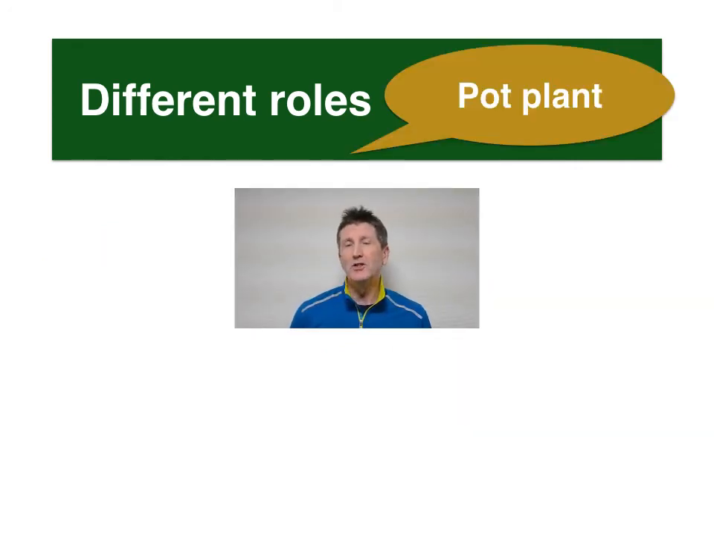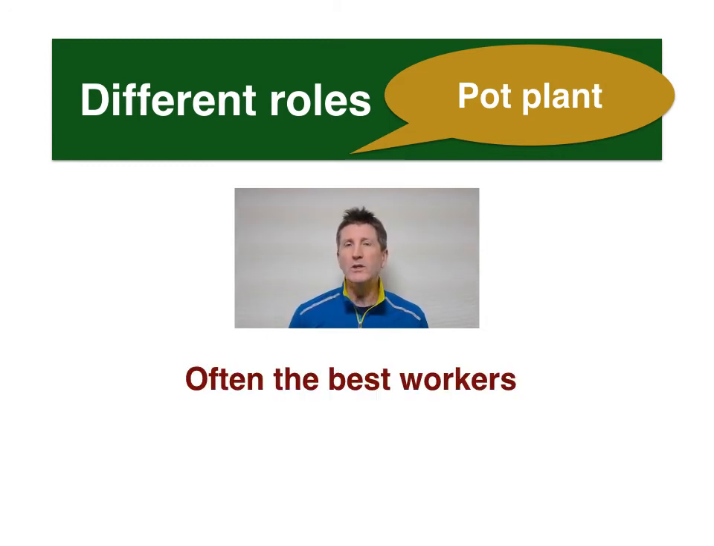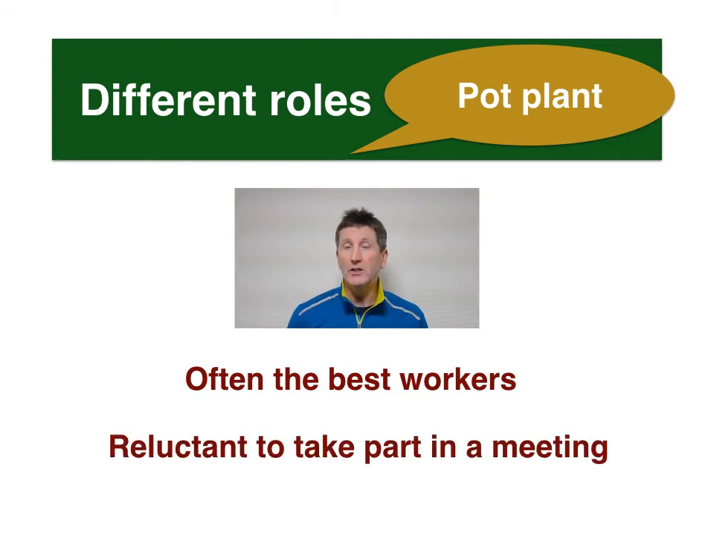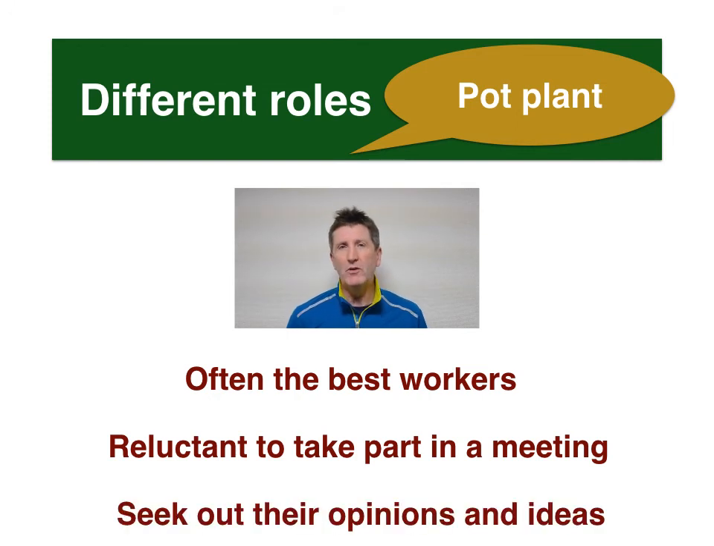Pot plants. These are people who are quiet and in the background and don't say much in a meeting. If you're wondering what a pot plant is, here's an example. These people are very important because they often work very quietly and competently, and the decisions that are taken in a meeting have a big impact on them. So it's important as a facilitator to seek out their ideas and their opinions, even if they are reluctant to take part in the meeting.